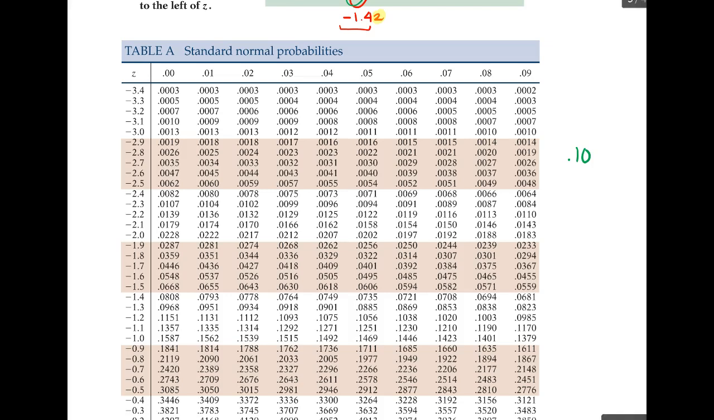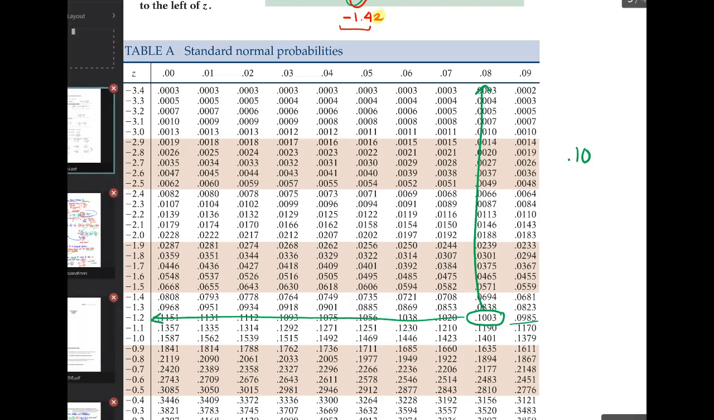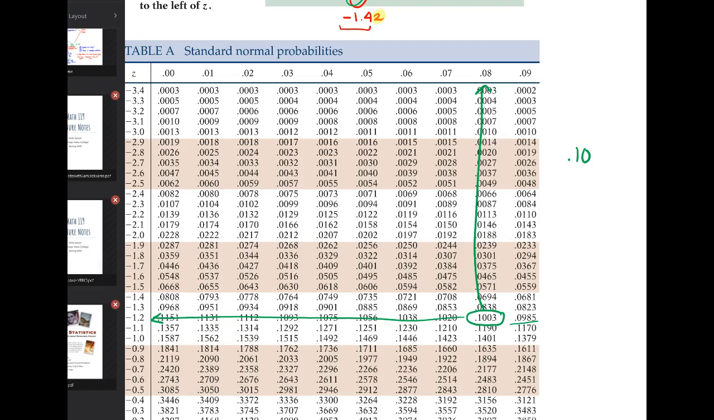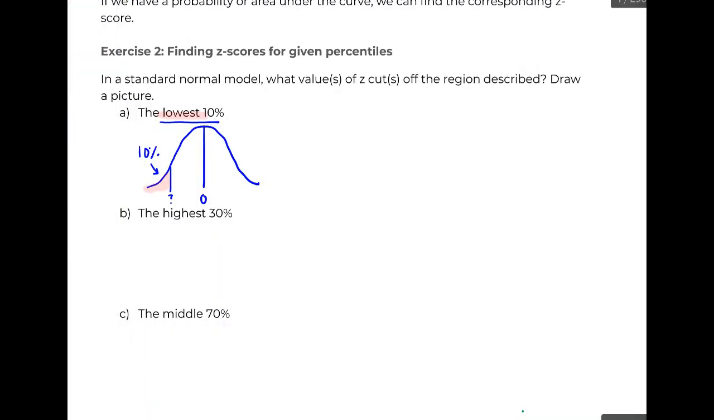I'm going to search around the table for the closest thing I can find to 10%. Here's the next closest, but that is not as close. This is only off in the 10,000ths place. Then we're going to go back out to figure out exactly what z-score would have given it to us. So negative 1.28. Let's go ahead and enter that value. So our z here would be a negative 1.28.